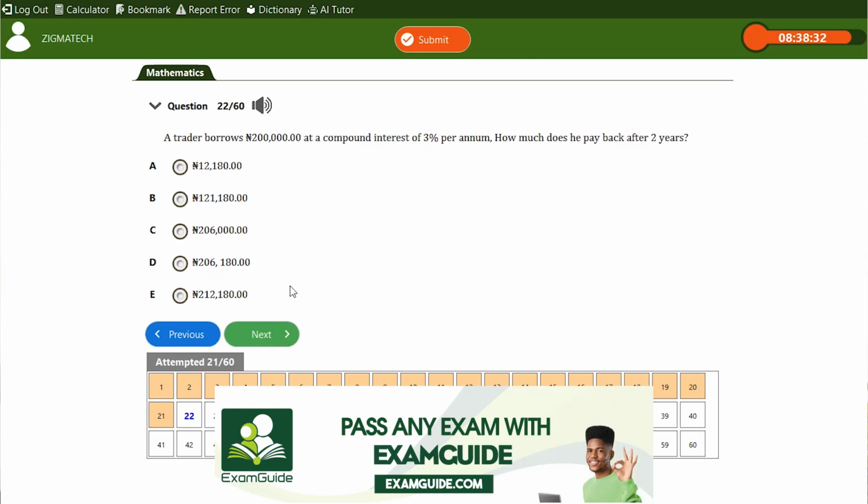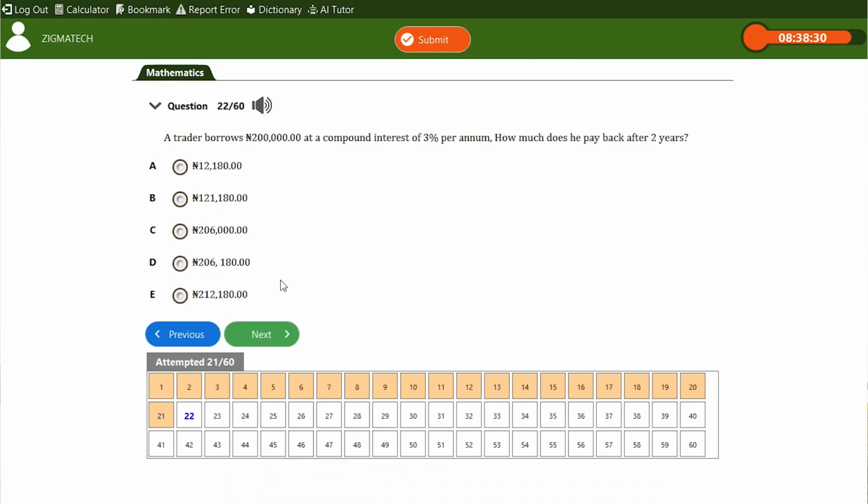So we move to the next one. A trader borrows 200,000 at a compound interest of 3% per annum. Now the question is, how much does he pay after 2 years? All right. So let's look at that. So that is compound interest.